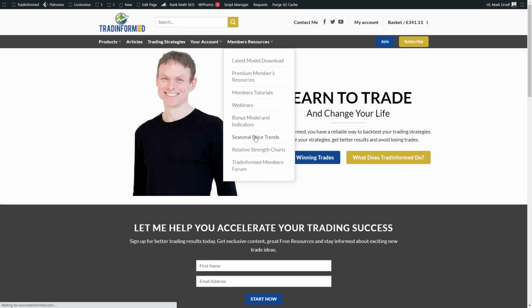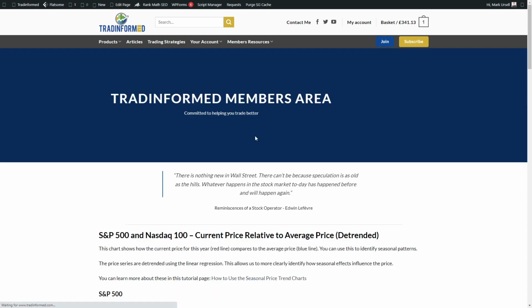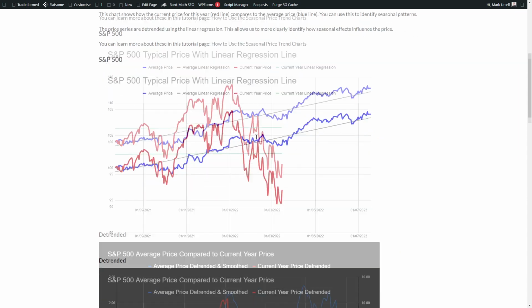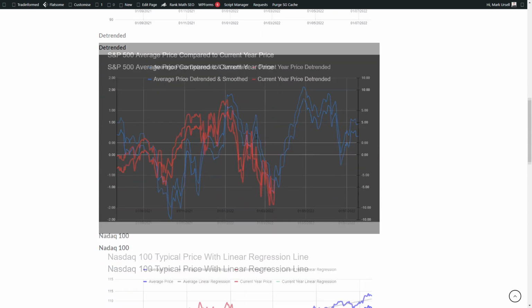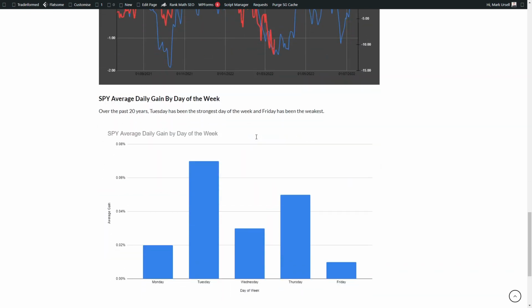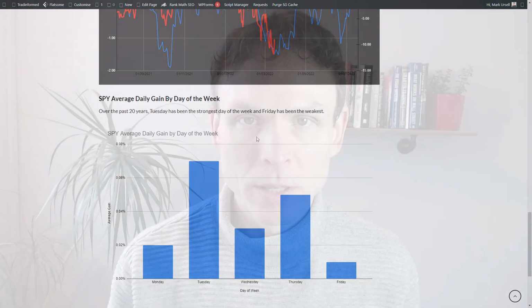Now, in case you're wondering where these charts are from, I'm showing you here the Trading4 members area. These charts are available to Trading4 members. They are updated throughout the trading day, and you can use them however you like. We've actually included these charts in a Trading4 backtest members model, and the results are available for Trading4 members.